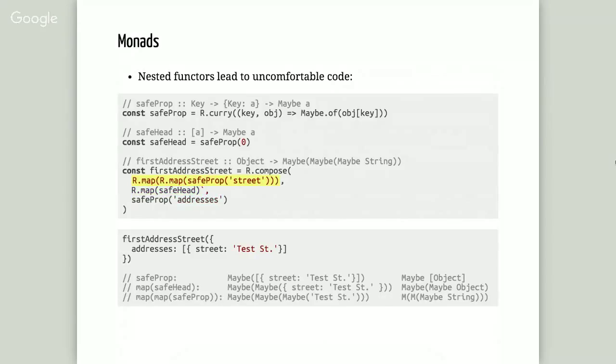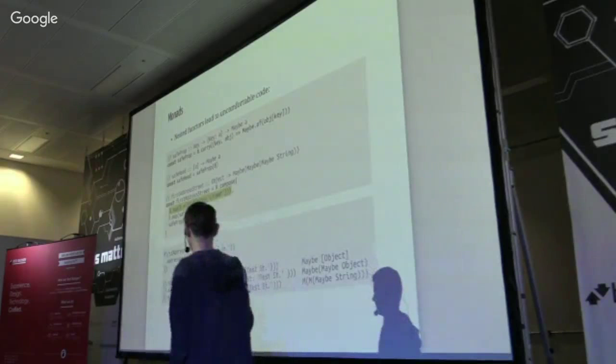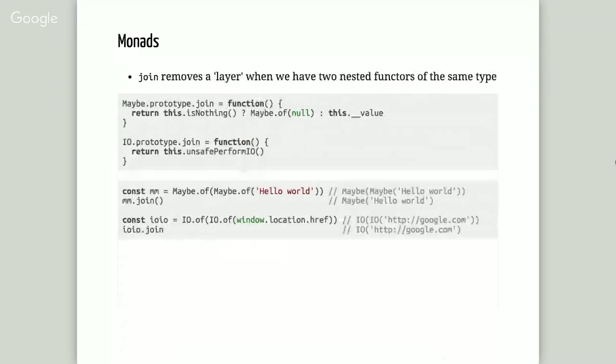and then we map inside that and do safeProp again, and we get 3 Maybes deep, which isn't great. And if you've got IOs, you'd have to call unsafePerformIO 3 times in a row, which is not great. So if we introduce a function which we'll call join, what join's going to do is essentially remove a layer of functor. So if we have 2 nested functors of the same type, we can remove one of those layers without really worrying about the effect of doing that.